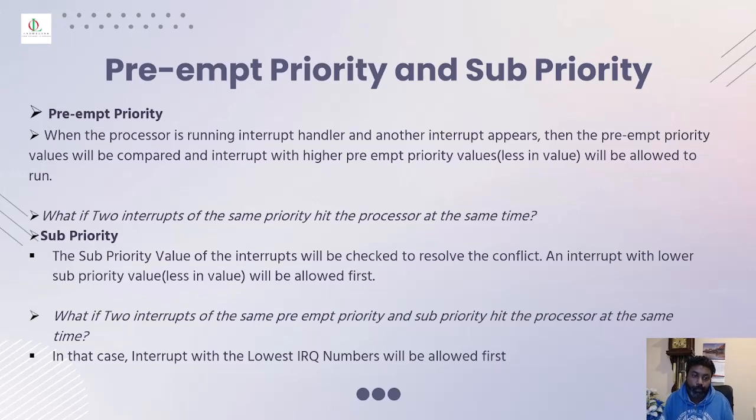And then what is sub priority? When two interrupts are checked to resolve a conflict at the same time, it again checks the level value. So if two interrupts come with the same preempt priority, it is subdivided into a sub priority. In that case, the interrupt with the lowest number will be allowed first. So that's the difference between preempt priority and sub priority.